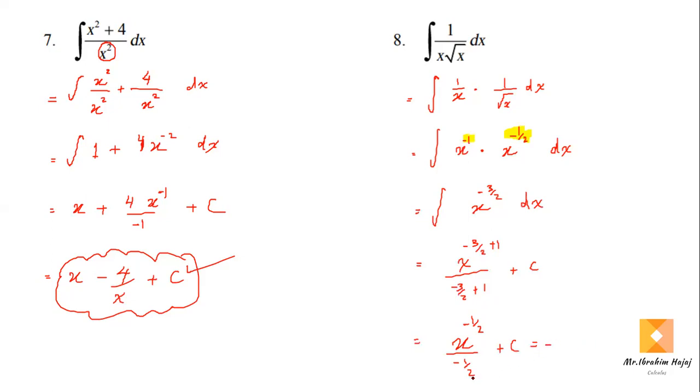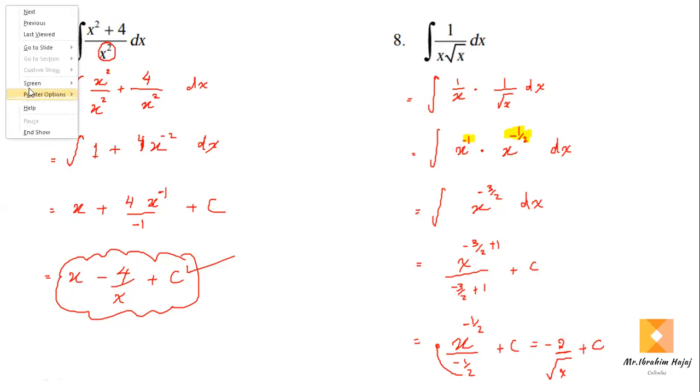The 2 goes up, so we get negative 2, times x exponent negative half. Moving it down to the denominator, it becomes radical x in the denominator, plus C. Very good.